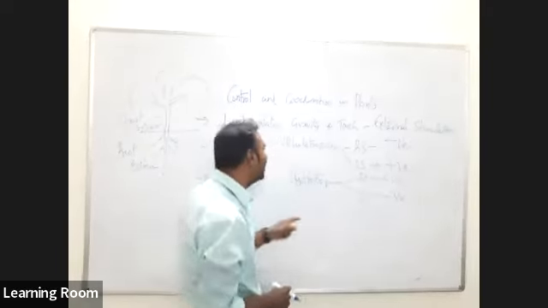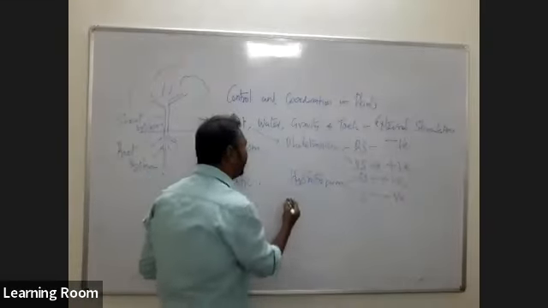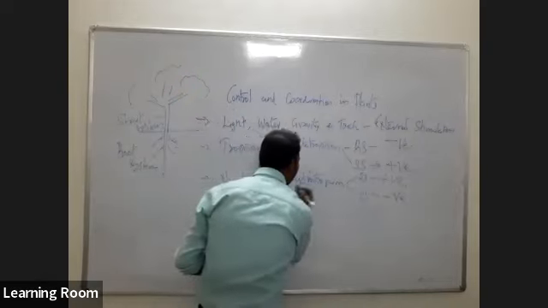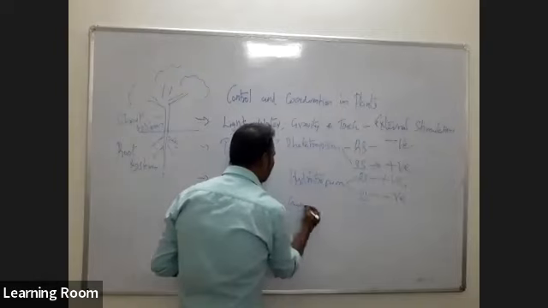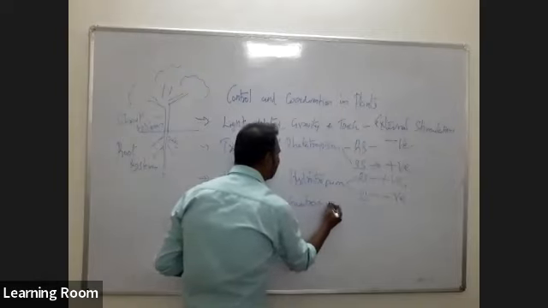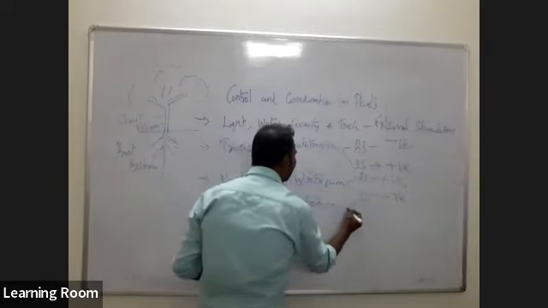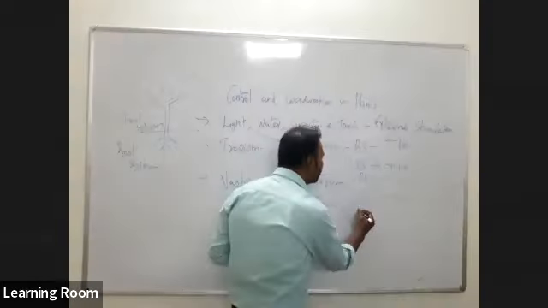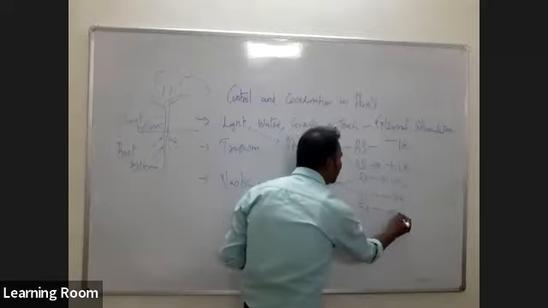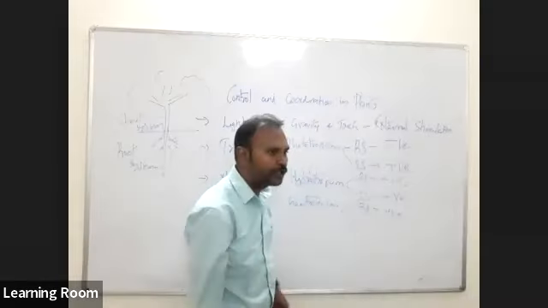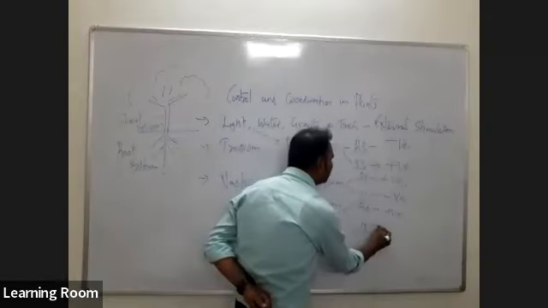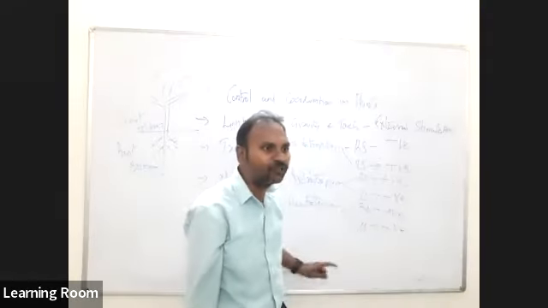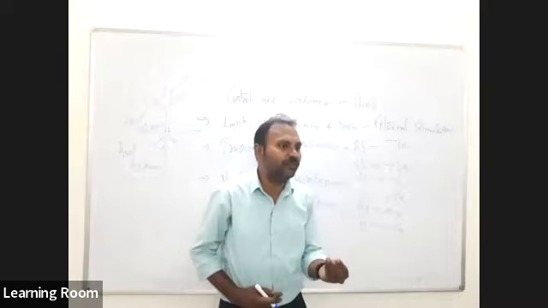Okay. And then coming to gravity. It is called what actually? Geotropism. Gravity means what? Geotropism. Root system shows positive geotropism. Shoot system shows negative geotropism. Can you understand? Shoot system shows what? Negative geotropism.